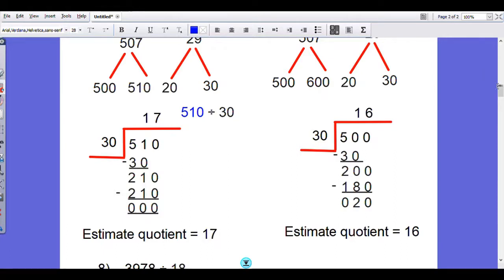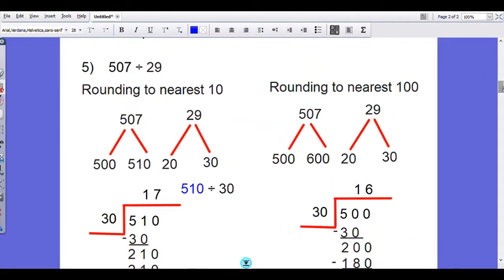Now if we are talking about nearest to 100, then 507 is in between 500 and 600, so much closer to 500. And 29 again has only two digits, so that's why nearest to 10. So 29 is much closer to 30. So now your division will become 500 divided by 30.